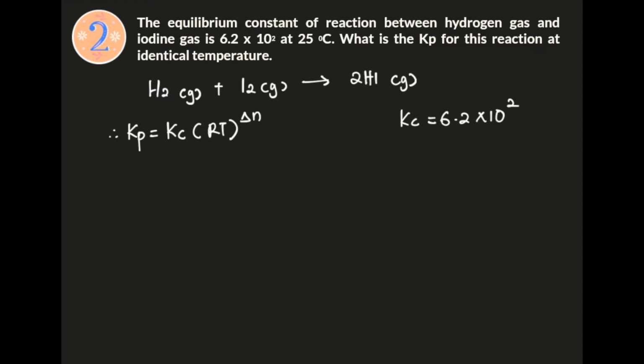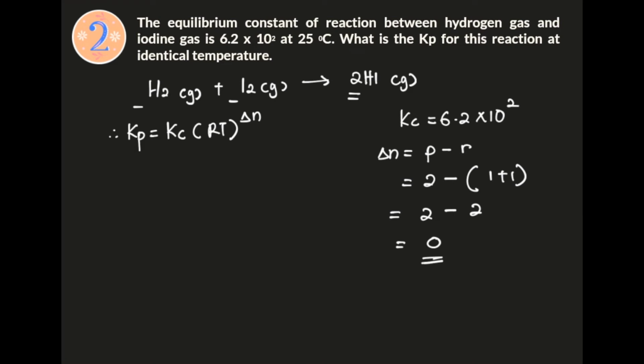Now the next thing that we need to do is to find what is delta n. Delta n is product minus reactant. How much product do you have here? Which is 2. How much reactant? 1 plus 1. So 2 minus 2 is equivalent to 0. So your delta n is actually equivalent to 0. So the Kp is equivalent to your Kc.